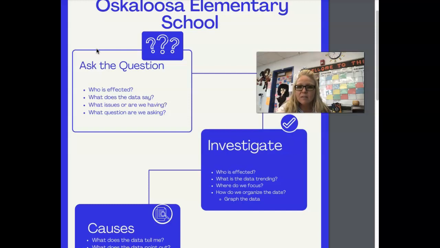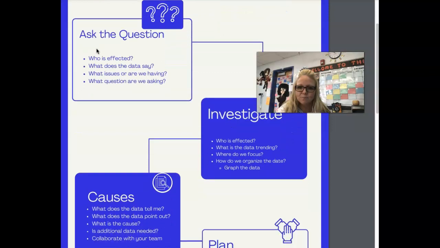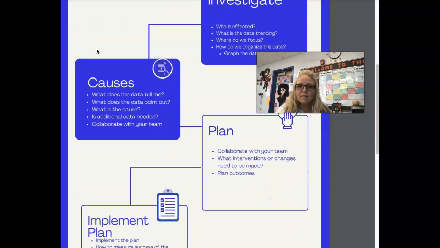My second step is to investigate who is affected. What is the data trending? Where do we focus and how do we organize the data? If we graph the data, that makes it easiest for everyone to see the information and point out those trends right away.